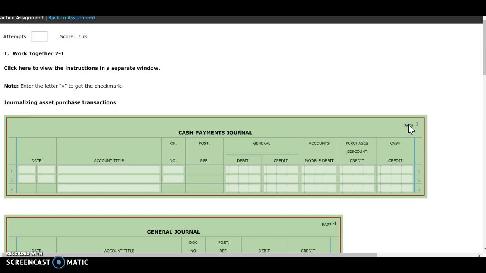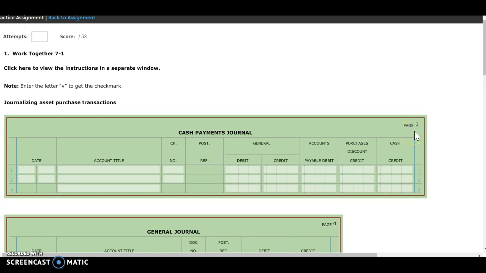It says for direction number 1, we're going to journalize the transactions completed during 20X1. General ledger accounts are land 1210, building 1220, office equipment 1230, and warehouse equipment 1240. So first thing that we're going to do is record those 3 transactions.